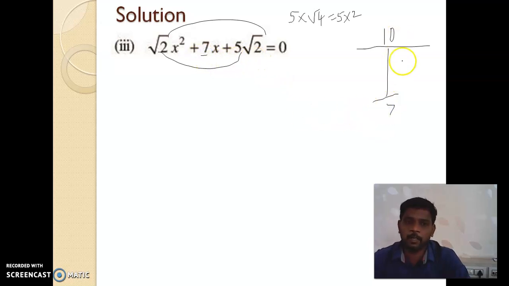So what are the factors of 10? Only two pairs, that is 10 into 1 and another one 2 into 5. So which one do you have to take here? 10 into 1 is not possible, because when we subtract and add, 7 is not possible to get.